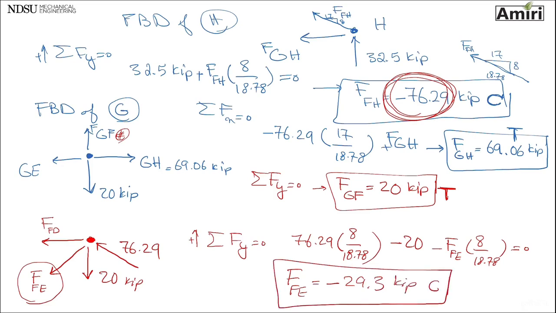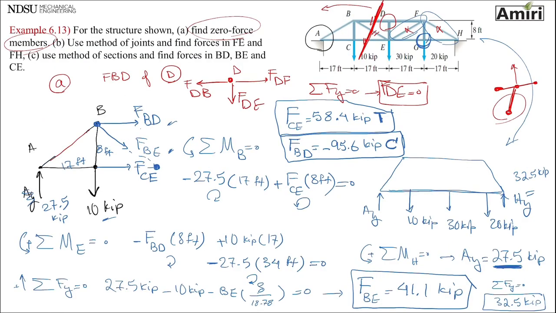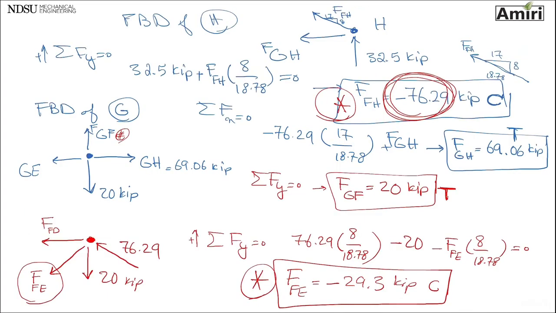So I found too many forces. So let's see. This one is one of them that I needed. FH is the other one that I needed. And I use method of joints for this one. And these that I put a star next to are the other ones that I wanted in using method of sections. And part one was also zero force member that I found, DE. Thank you.